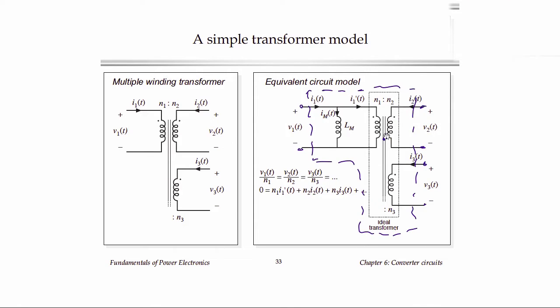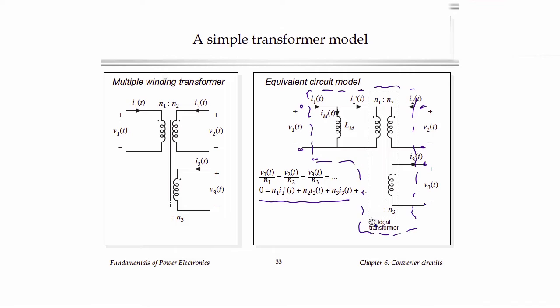The defining equations of the ideal transformer we've seen before. The voltage of each winding divided by its turns is equal for all of the windings. So V1 over N1 equals V2 over N2, and so on. And this makes the voltages scale according to the turns ratios of the ideal transformer. The equation for the currents going into the windings of the ideal transformer is this one, and again, we've seen this before also. The sum of the amp-turns flowing into the dots of the ideal transformer is 0.